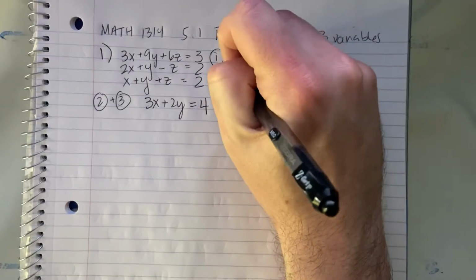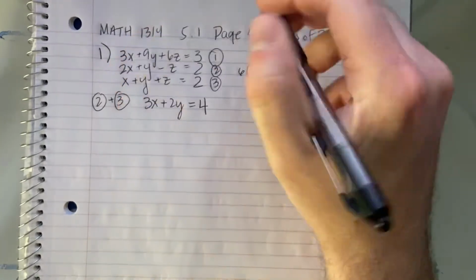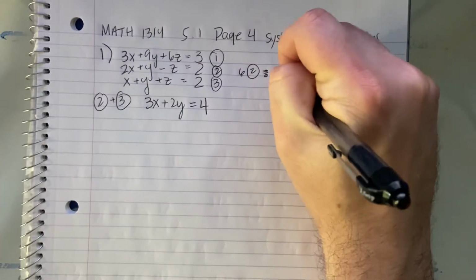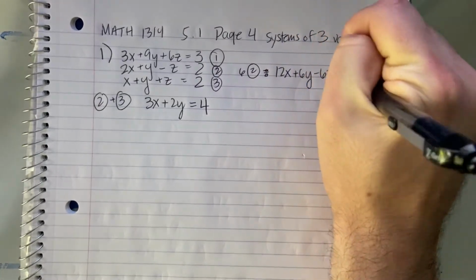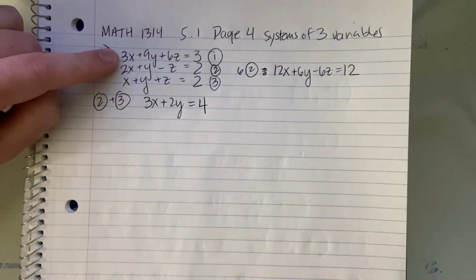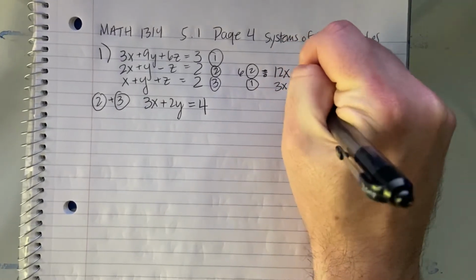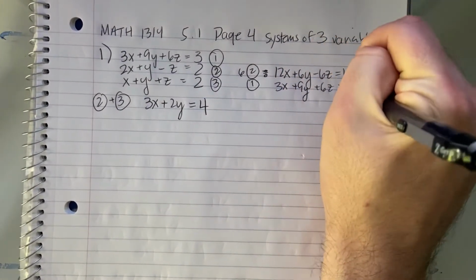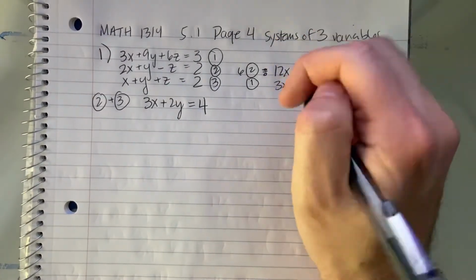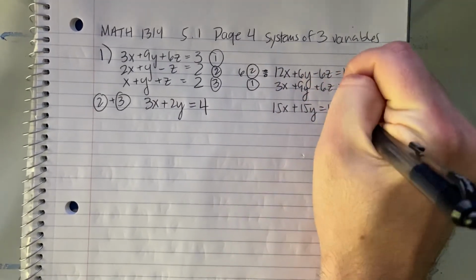So let's multiply 6 times equation 2. That would be 12x plus 6y minus 6z equals 12. Now why would I do that? Notice that there's a 6z up in equation 1, so that when I add this to equation 1, what happens? My z's cancel and I get 15x plus 15y equals 15, which is nice and convenient.